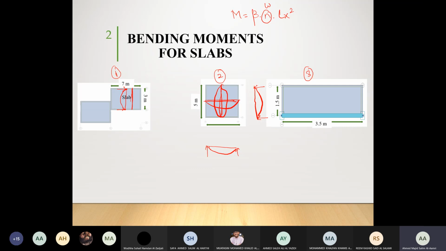Now in this scenario, since it's a one-way slab, the bending moment is known to be WL square over 8, right? Since it's case number 1, a one-way slab and discontinuous, it's known that it's going to be WL square over 8. If we rewrite this equation, it's going to be equal to 1 over 8 multiplied by W multiplied by L square. Can I do it like this?